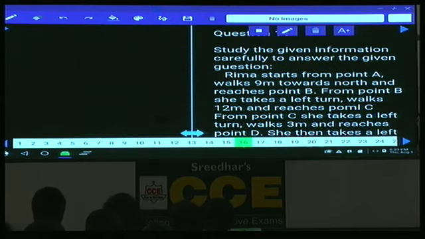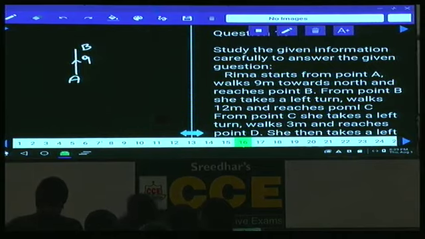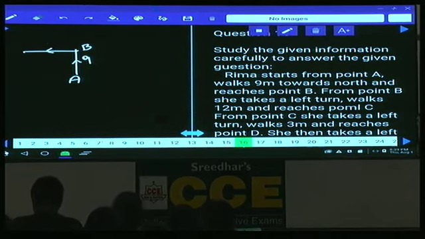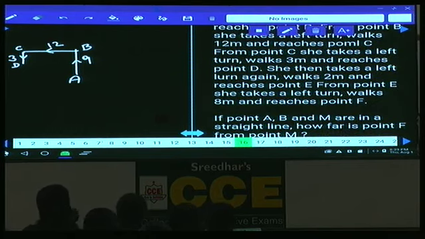Rima starts from point A, walks 9 meters north. A is the starting point. Rima towards north 9 meters and reaches point B. From point B, she takes a left turn, walks 12 meters and reaches point C. From point C, she takes a left turn, walks 3 meters, only 3 meters, and reaches point D. From point D, she takes a left turn again, walks 2 meters, left hand side only 2 meters, and reaches point E.